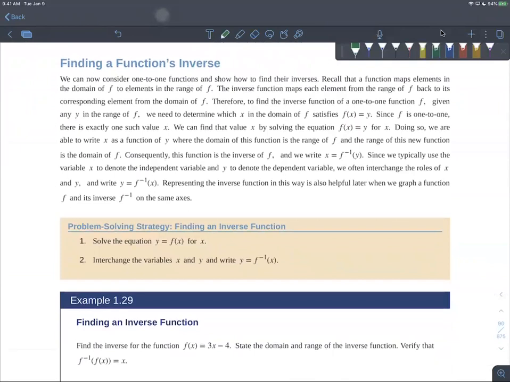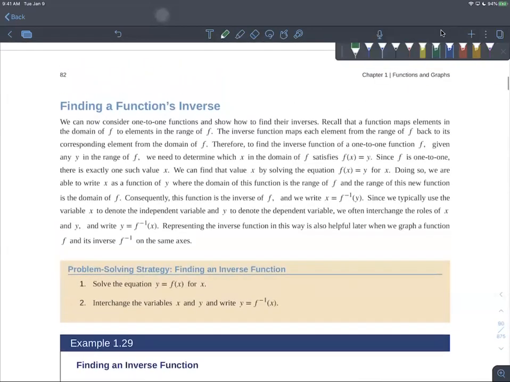Finding a function's inverse. We can now consider one-to-one functions and show how to find their inverses. Recall that a function maps elements in the domain of f to elements in the range of f. The inverse function maps each element from the range of f back to the corresponding element from the domain of f. Therefore, to find the inverse function of a one-to-one function, given any y in the range of f, we need to determine which x in the domain of f satisfies f of x equals y.